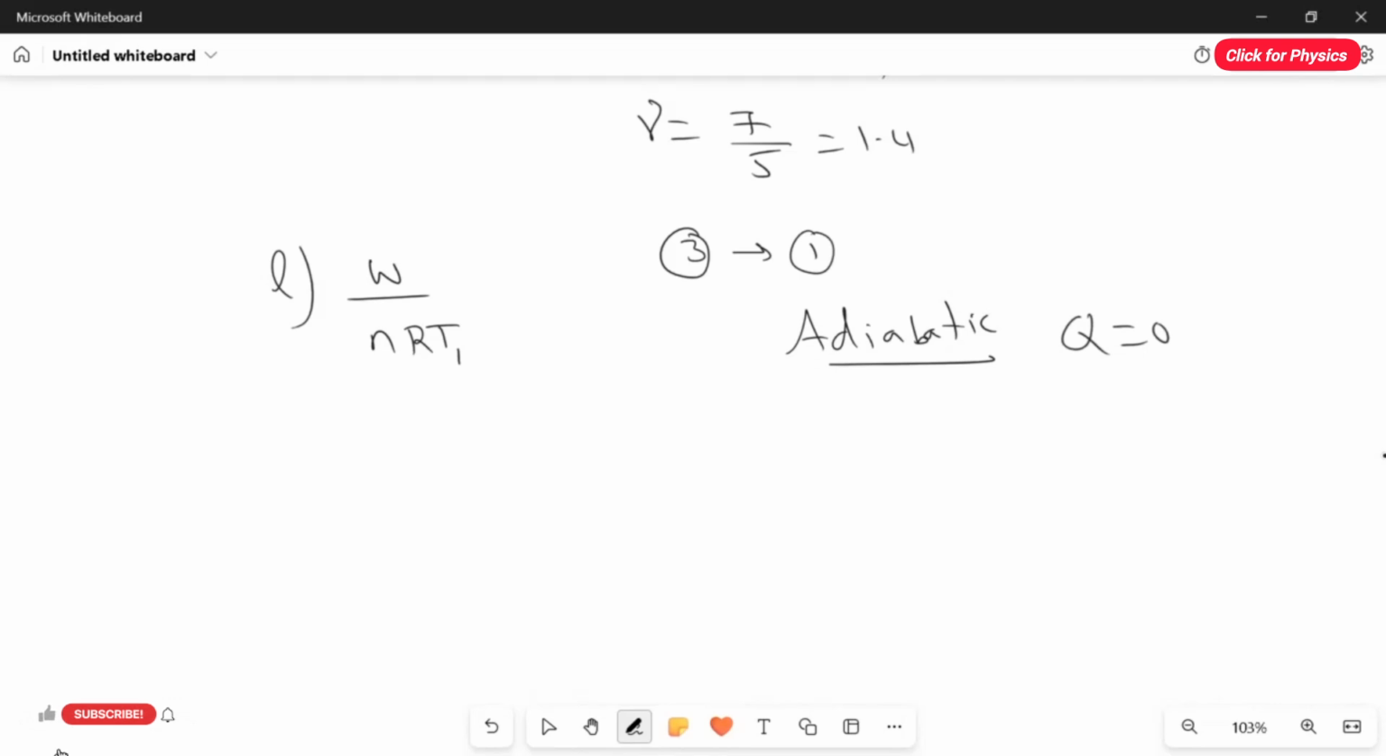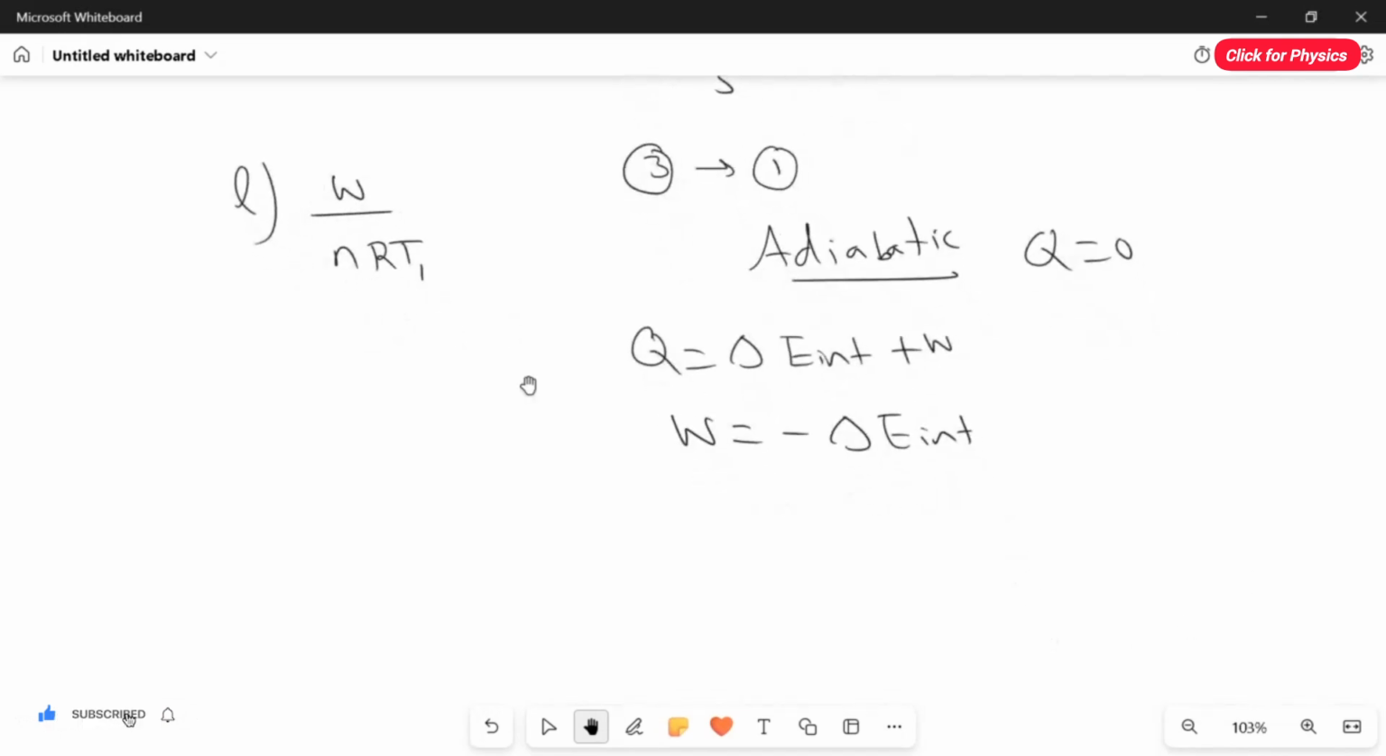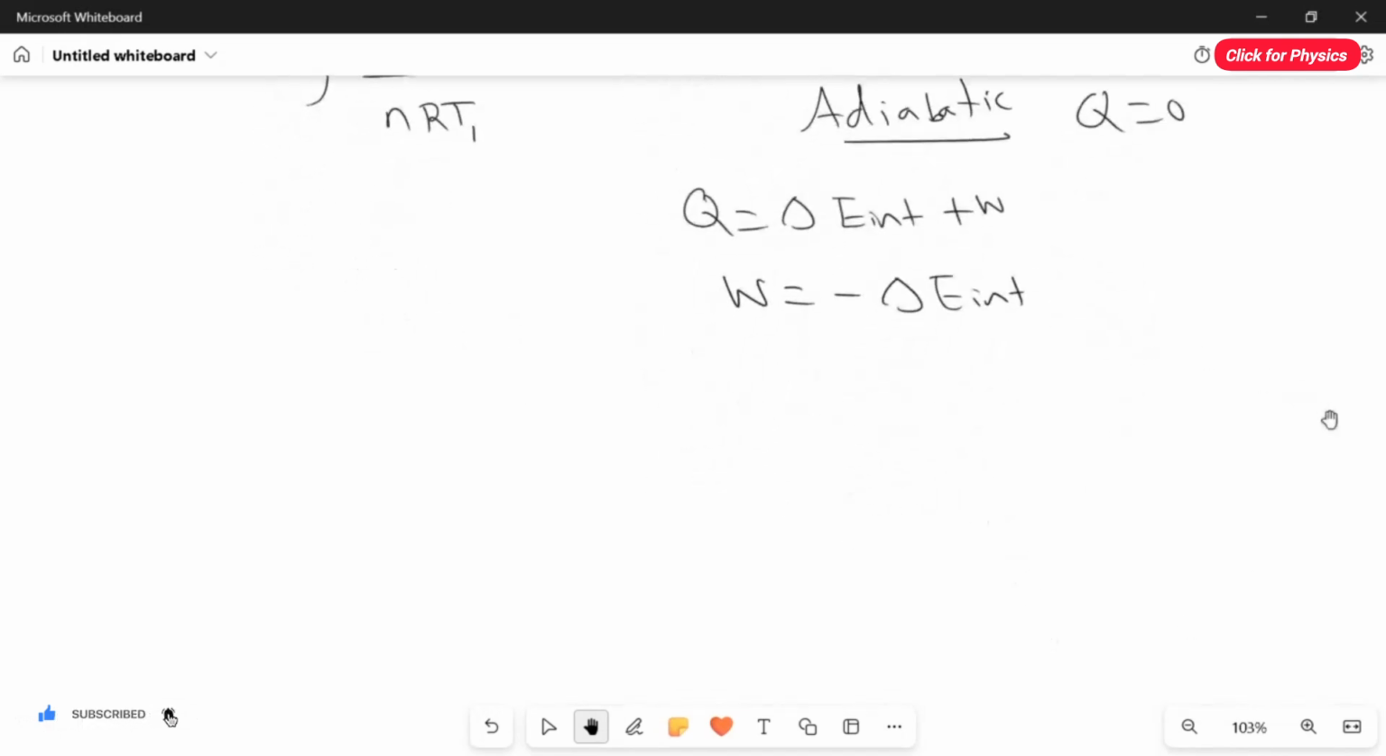Now, if you take the first law of thermodynamics, Q is equal to change in internal energy plus work done. So therefore, if you substitute Q equal to 0, you will get the work done which is equal to negative of change in internal energy. Right? So now for getting this answer of W over nRT, I'm going to use this part. So W equal to minus of change in internal energy. So what is the formula for internal energy?